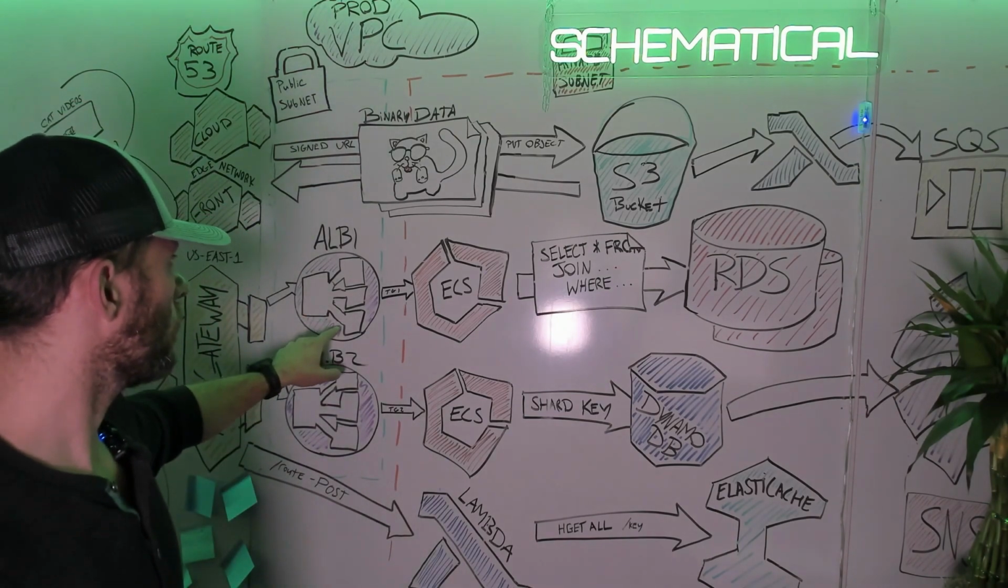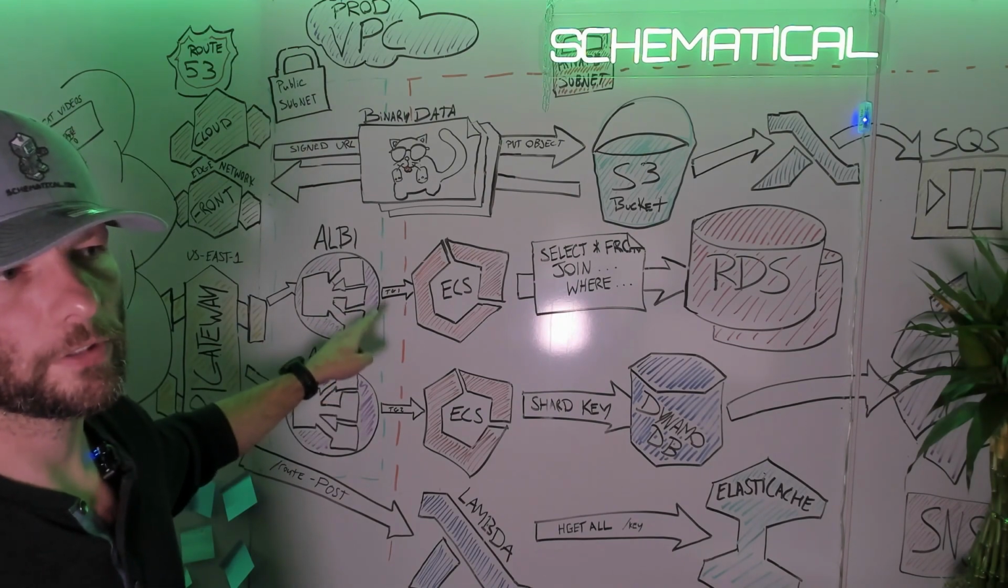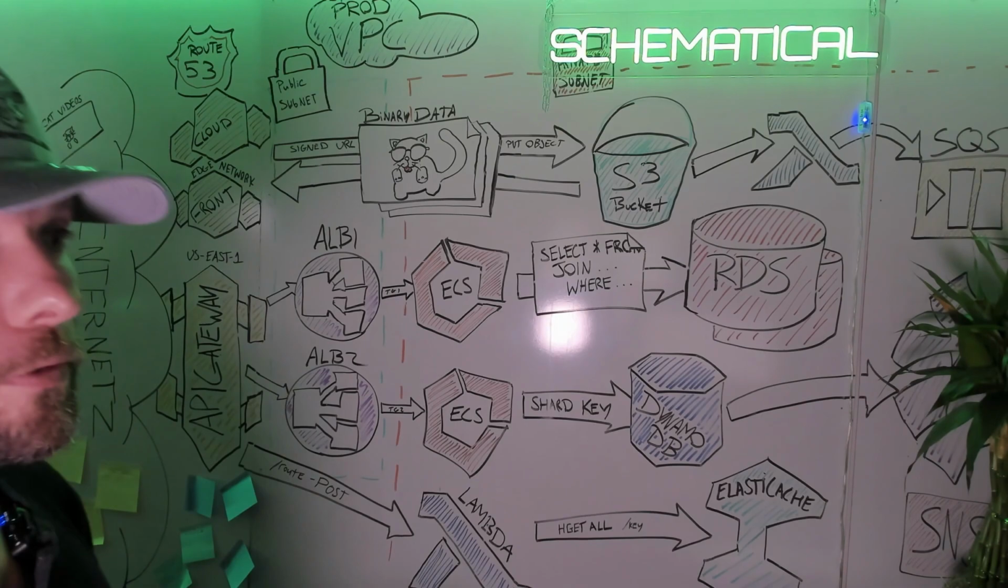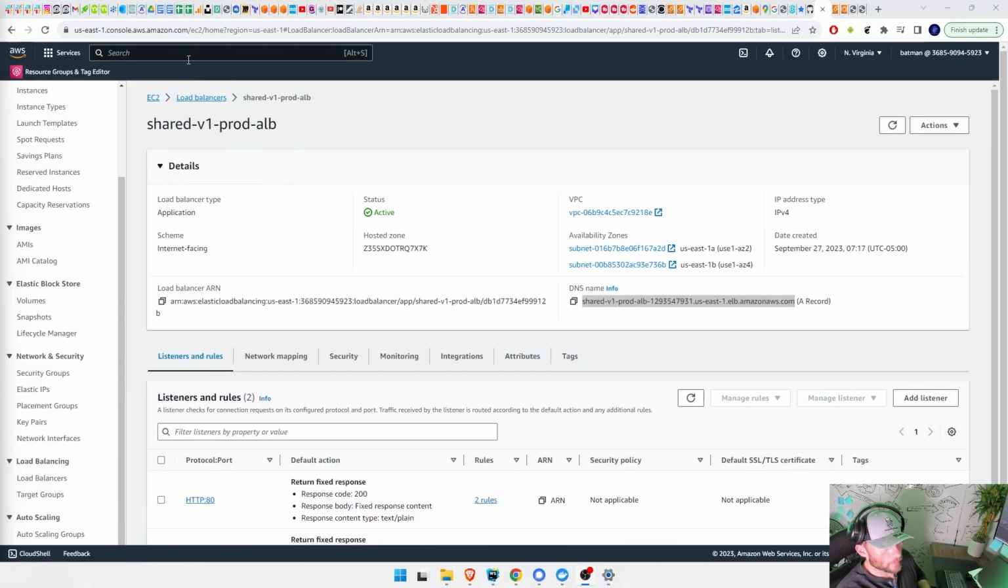Here, I've got it set up so you have separate ALBs for the two ECS services, but I'm going to show you how we can actually get away with just one and save even more money. So without further ado, let's get into the code. Let's start out with the ALB. So you can go to the EC2 console, load balancers, and select your load balancer there.